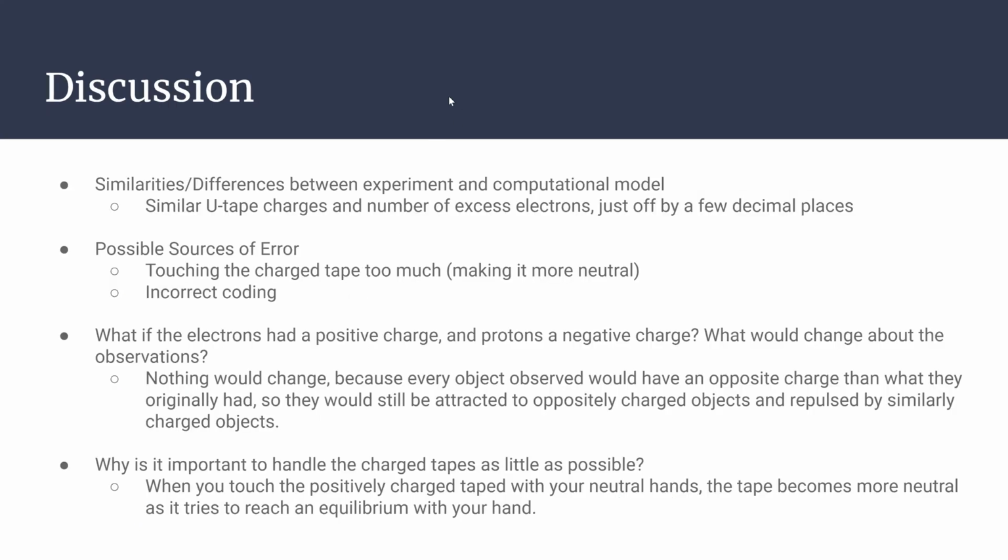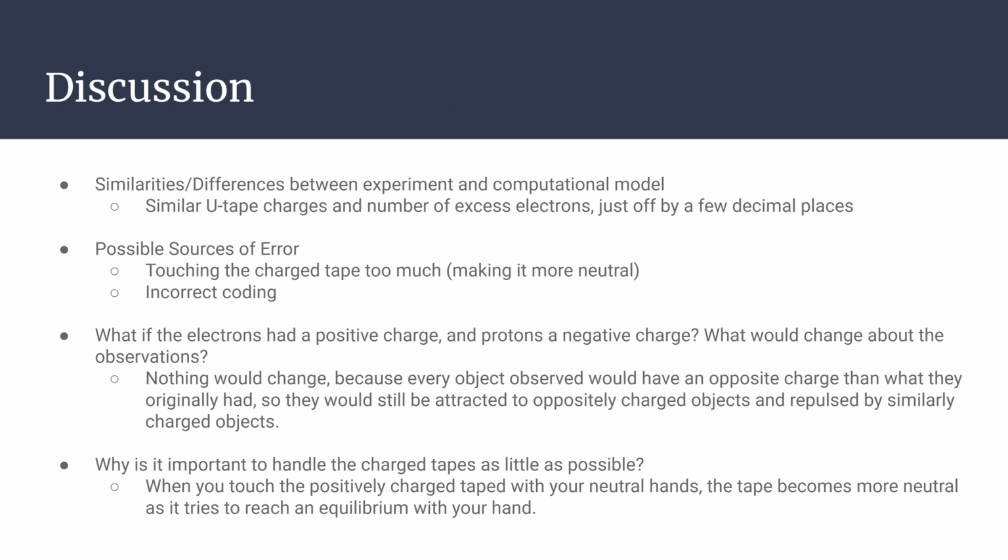Some similarities and differences between the experiment and computational model: there were similar U-tape charges and numbers of excess electrons, just off by a few decimal places, which could be due to experimental error. A possible source of error is touching the charged tape too much, which could make it more neutral and not as attractive or repulsive to other objects it's brought in contact with. And I could have coded something incorrectly.